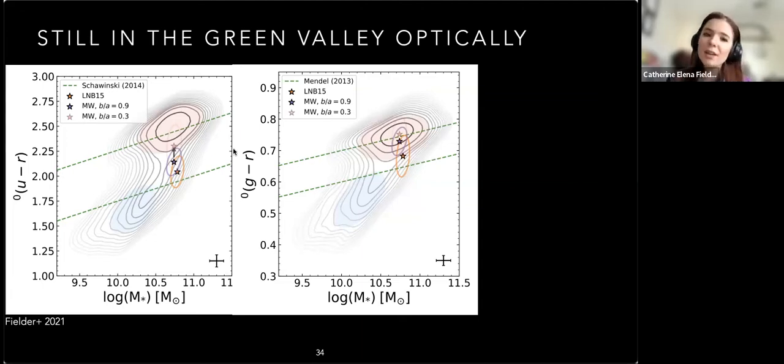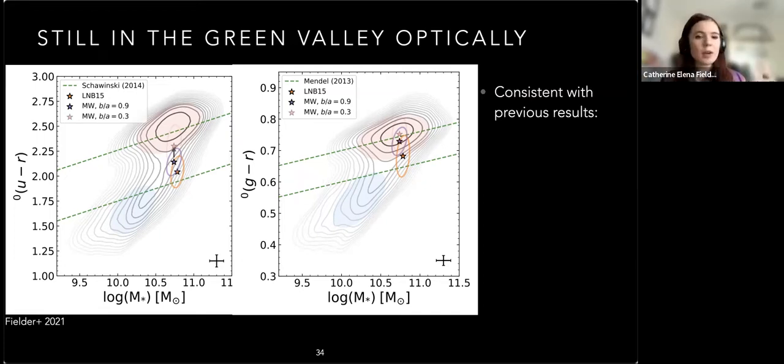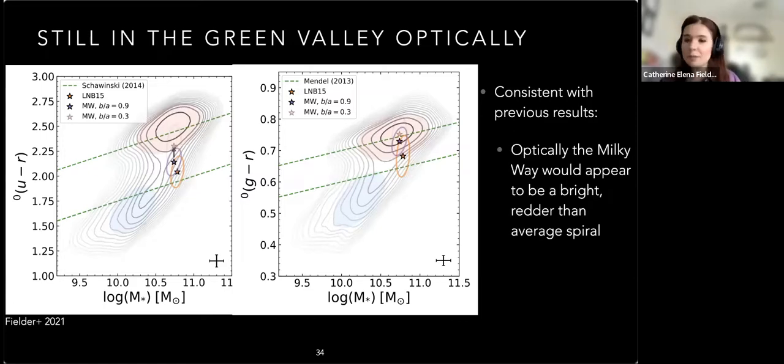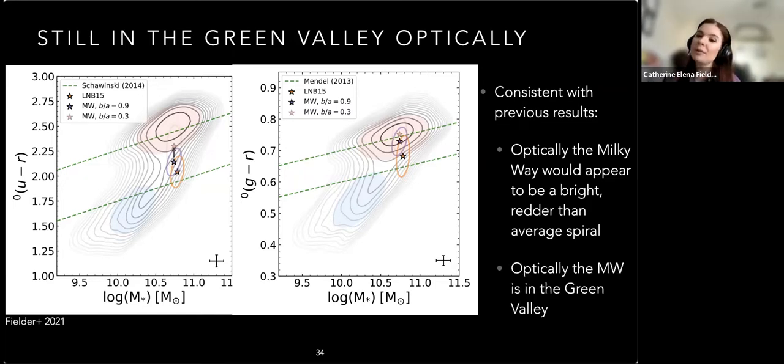It's another optical plot now, with g minus r color instead of u minus r. The overall picture that we're getting here is that we have consistency with previous results: the Milky Way should be relatively bright and redder than your average spiral galaxy, within the region of being in the green valley.